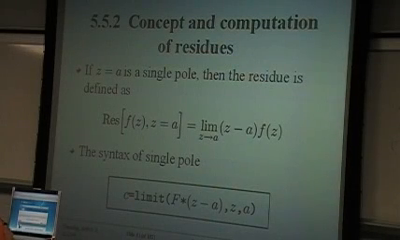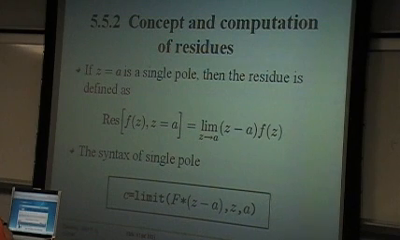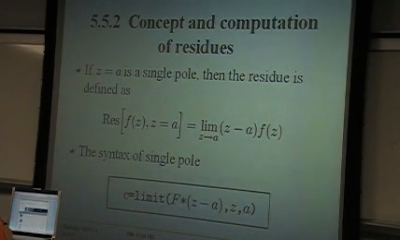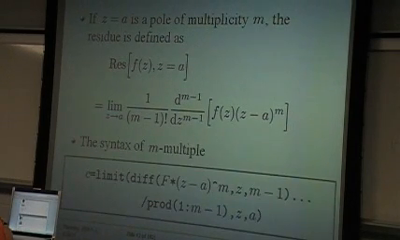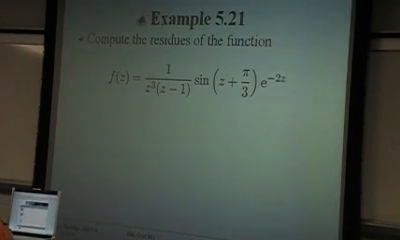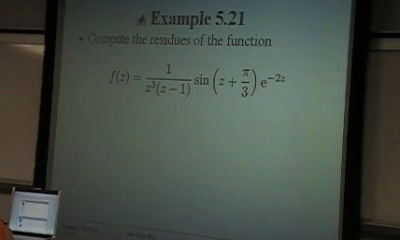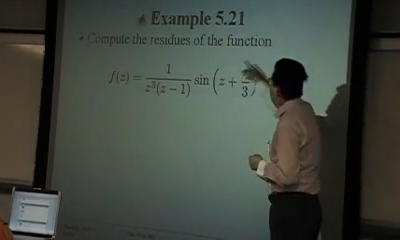This way, we have defined the poles and residues. Residues are for single poles or for multiple poles. Now let's solve the problems. For example, suppose we have a complex function like this.